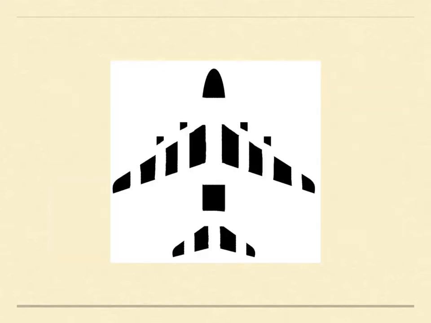The next principle I will be discussing is closure. This is when our brains are able to complete unfinished work by filling in the missing pieces. As you can see in this image, there is an illustration of a plane, or that is how our brain perceives it, when really it's a collection of shapes.